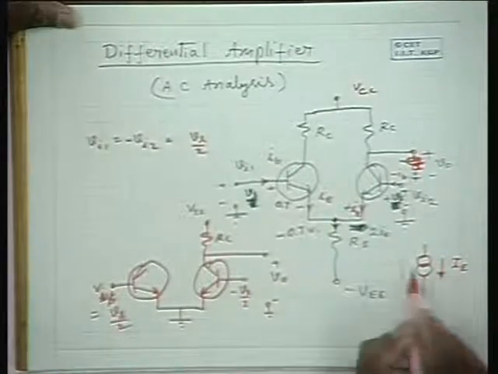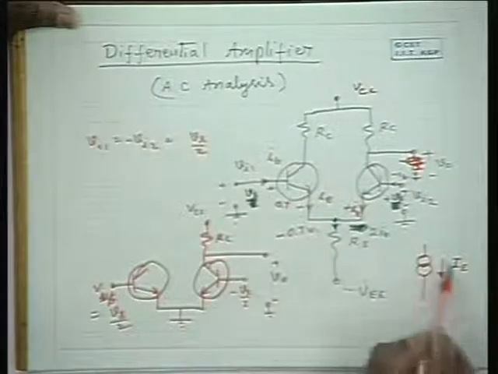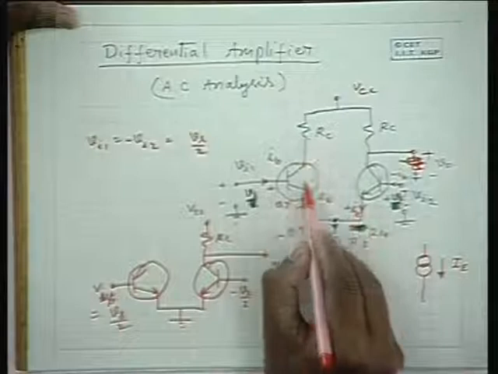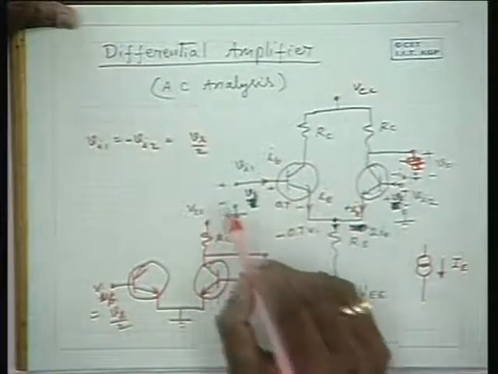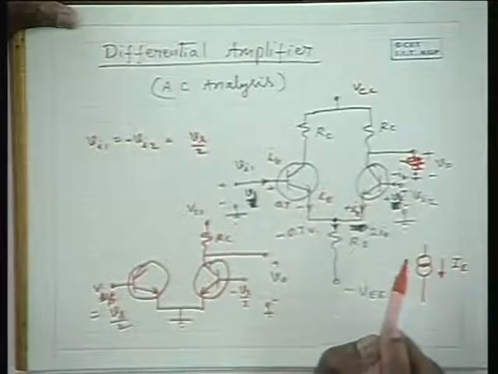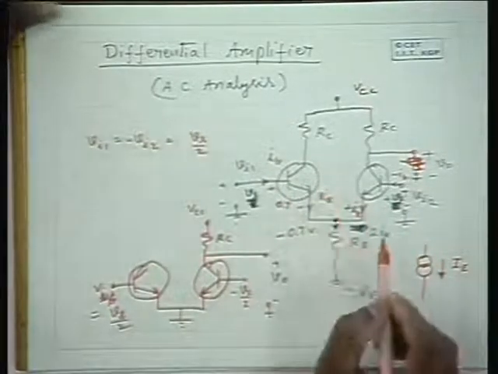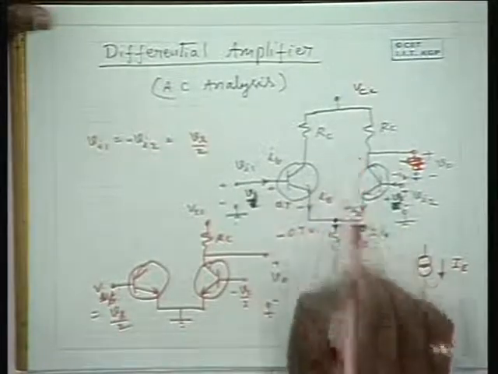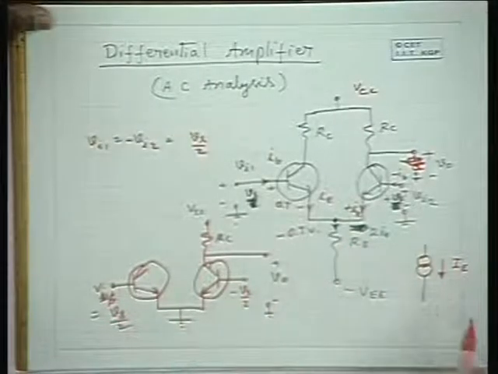Now, with Re replaced by a constant current source equal to IE, IE by 2 flows in here and another IE by 2 flows in here in the absence of the signals. The biasing is done such that if you want 1 milliampere here and 1 milliampere here, you make it a 2 milliampere current source.